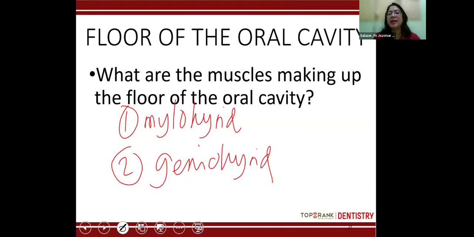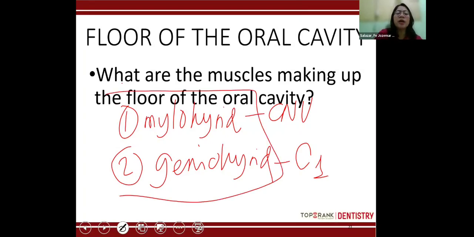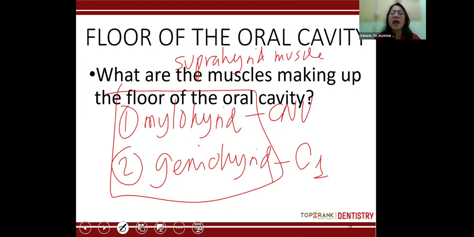muscle. Okay, so the mylohyoid muscle is innervated by what nerve? What is its innervation? Cranial nerve number 5. Very good. How about the geniohyoid muscle? What's the innervation? Very good. Spinal nerve, cervical spinal nerve number 1. Both of these muscles are suprahyoid muscles.